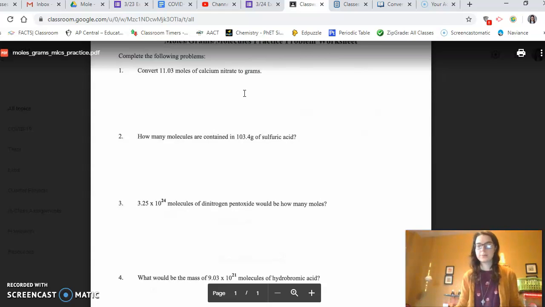Again, for numbers 3 and 5, you should be able to figure out what those chemical formulas are based on the name. If you can't print this, I'm totally fine with you doing it on a separate piece of paper that you can take a picture of and submit that way. All right, message me on GoGuardian if you have any questions or any trouble.